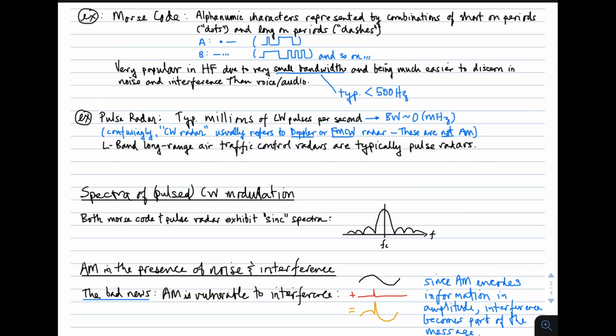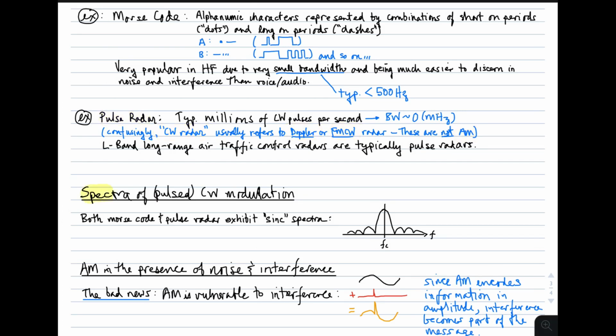Now, again, the term CW gets used to mean a couple different things, and confusingly, CW radar is different from pulse radar. CW radar typically refers to either Doppler radar or a mode of radar known as FMCW, frequency modulated CW, and those are not AM. So just to be clear, it's only pulse radar that has this AM type of modulation.